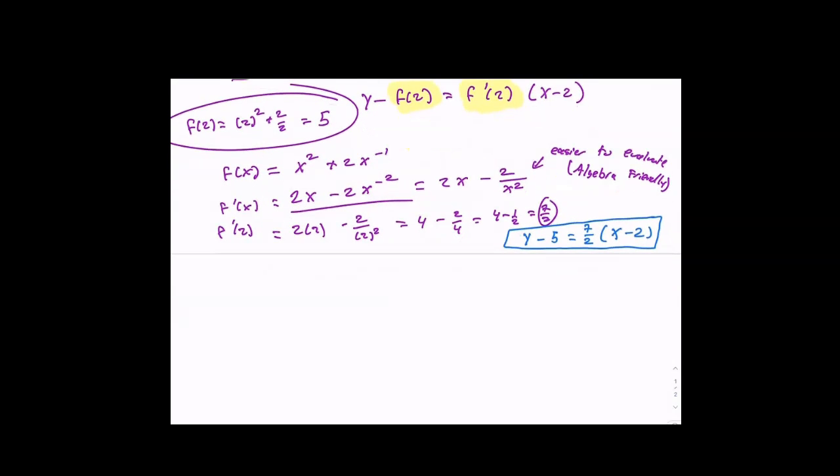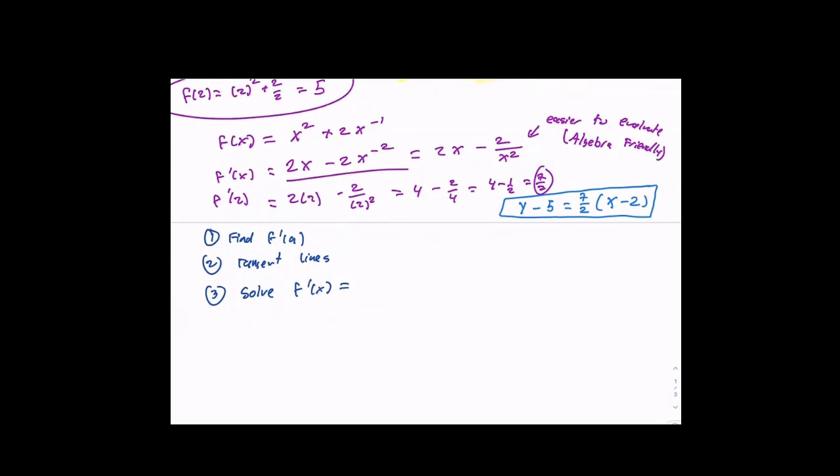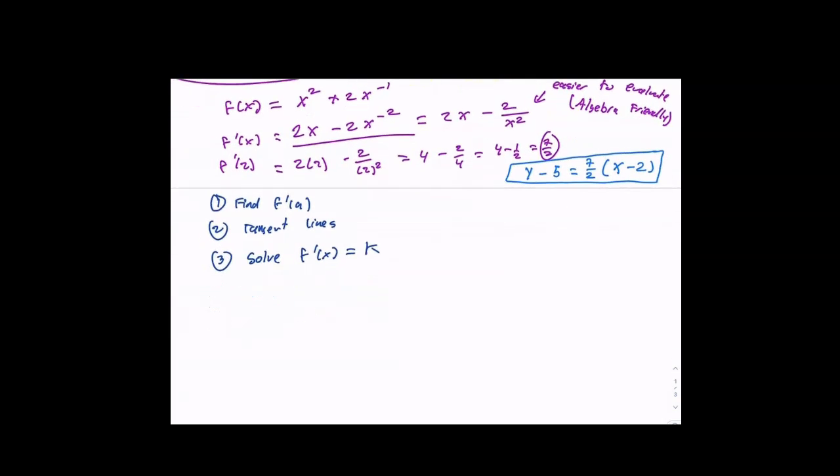Now, there are 2 types of problems. The first thing you want to do is find f prime of a. The second type of thing in terms of calculus is tangent lines. And the next thing we're going to do is solve f prime of x equals some constant. So this is what we're going to be doing right now. This is our current part.